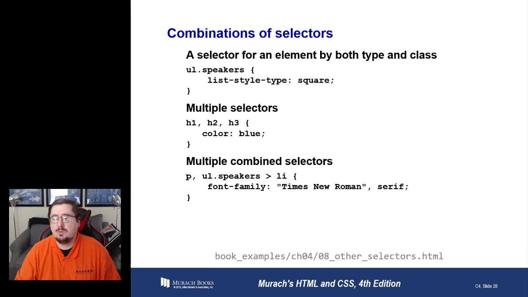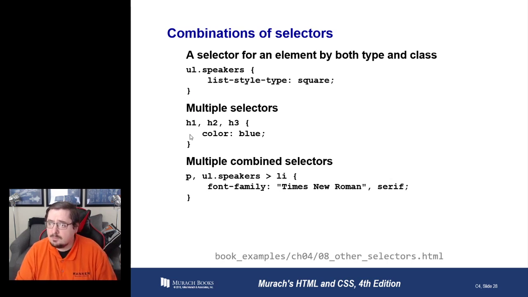So for instance, if I want a tag that's both a UL tag, I want to select it by type, and I want to select it by class, I can take the type, then say dot, the class name. So this would be selecting tags that are ULs and have the class of speakers. Anything that's just a UL or just has the class of speakers but is some other tag would not be selected by this. So this is more specific than just dot speakers or just UL. So I'm making that more specific about what kind of tags I'm looking at.